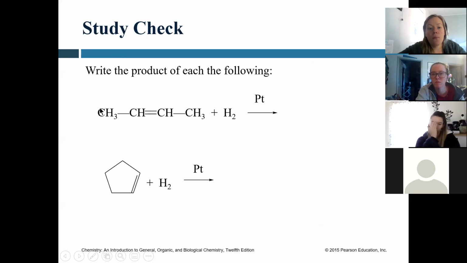All right, so I want you to write the product for these 2 things. This one's a little different, but just try it out, all right? Figure out how many hydrogens everything has, break the bond, shove some hydrogens into it.